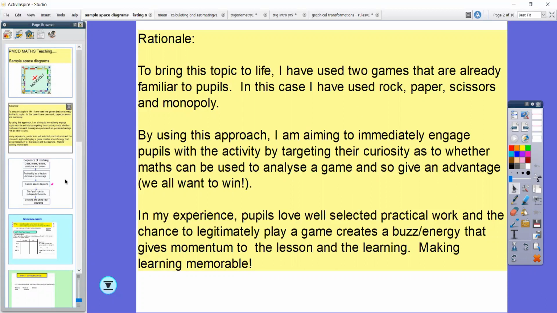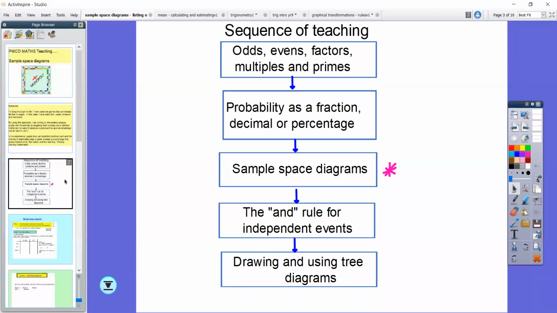So here's the sequence for teaching. And these first ones here, the odds, evens, factors, multiples, and primes. That's if you want to ask questions involving those. And I think it's a good way to revise what you're doing as you're going along. Properties of fraction, decimal, percentage. You can ask for it in any form there that you like. And this leads on nicely to the and rule for independent events. And then obviously you can go on to tree diagrams once you've dealt with the or rule for those events.